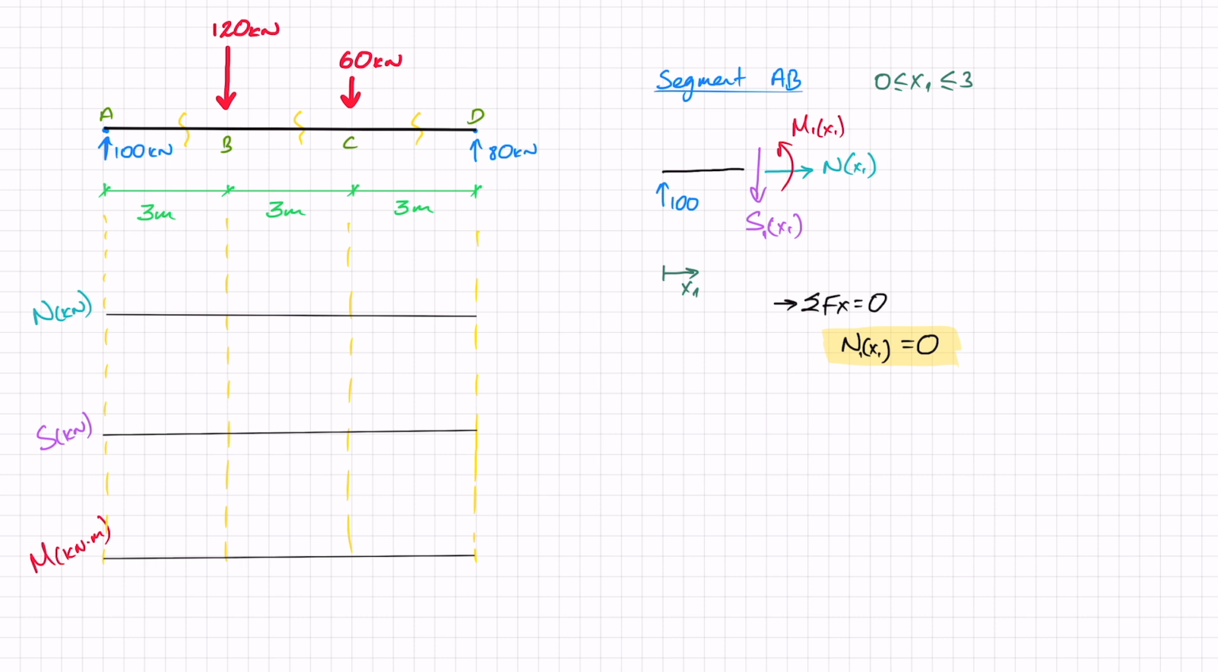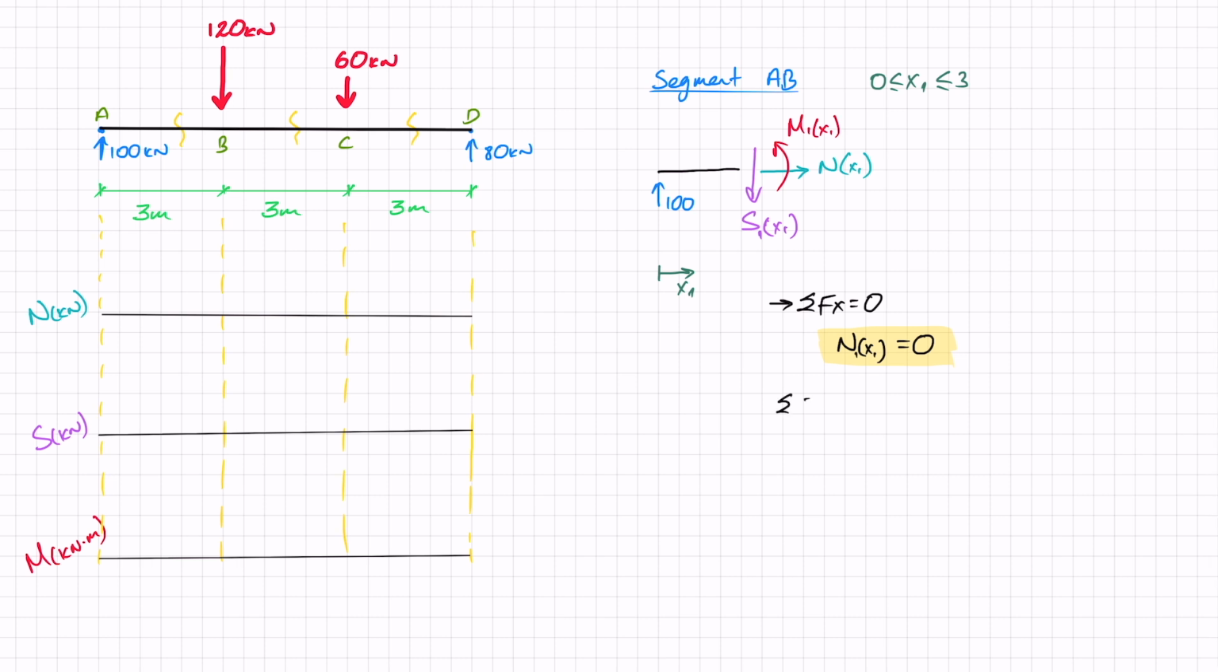My next thing is my sum of forces in the y direction equals 0. In this case, I've got 100 going up, so in the positive y, and minus S1 going down. And so S1 works out as 100 kilonewtons.